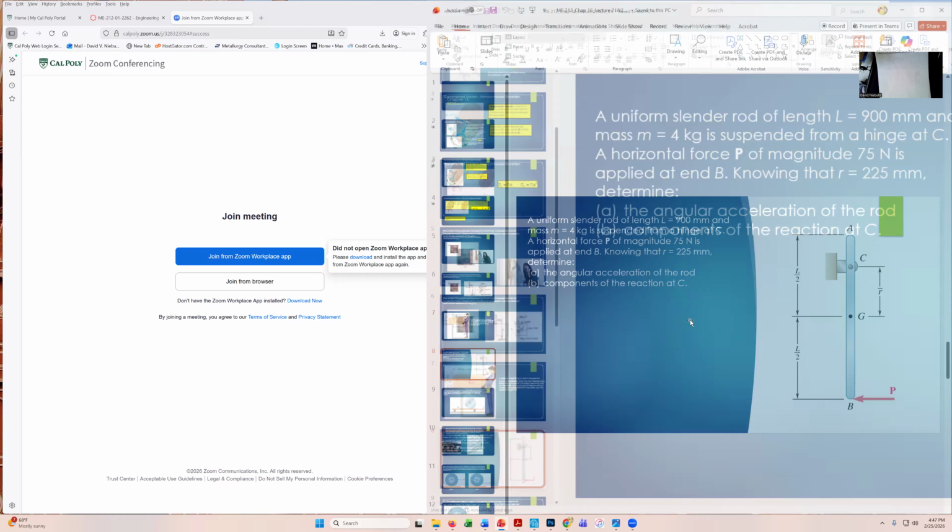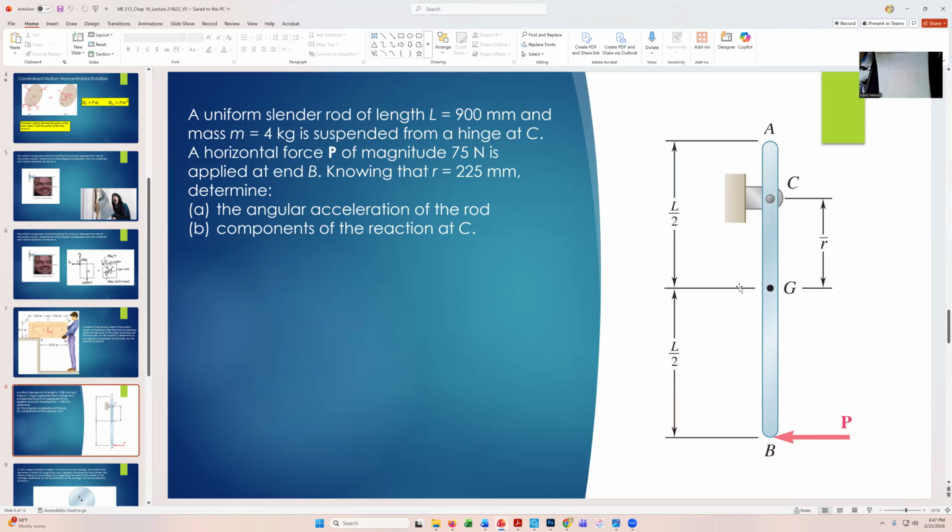All right, so here we have this long, slender bar, and we're given the length 900 millimeters, mass is 4 kilograms, suspended from a hinge at C, and so on. So you can go ahead and draw it, put the particulars down. And similar to what we did before, we want to find alpha and the reactions at C. So very similar problem to what we just did. Hopefully, if you understood the last one, you should be able to do this one on your own. So I would go ahead and attempt it as far as you can, and then click back in to get the solution.